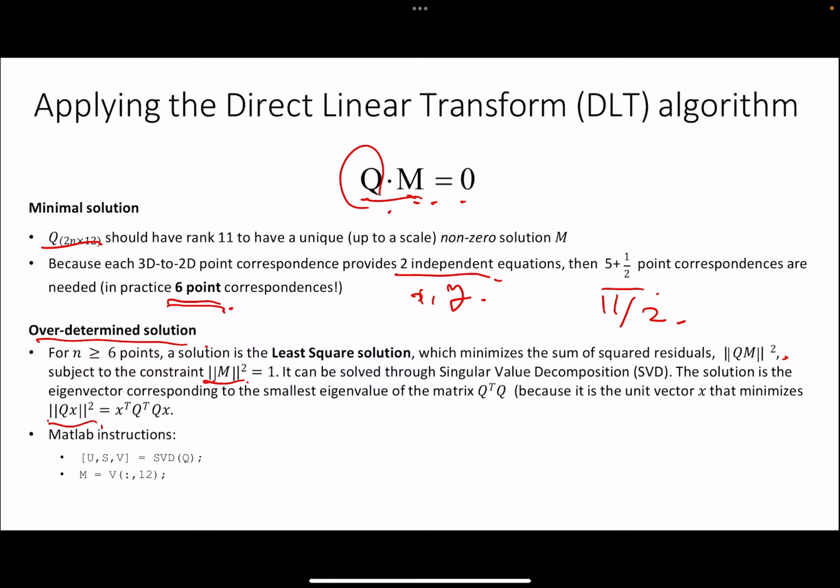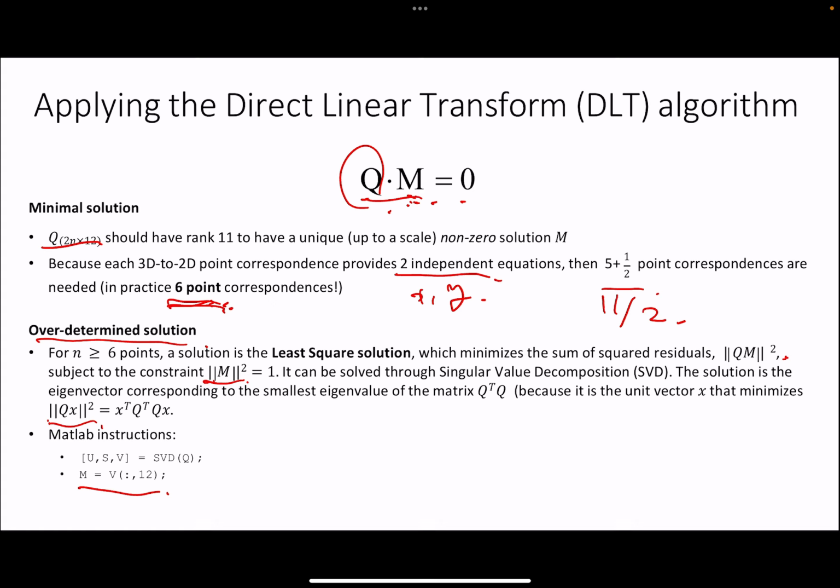The conclusion is that in theory, the minimal number of correspondences we need to know to get matrix M is 6. But in practice, there can always be noise. 2D estimated points can be noisy. Our 3D measurement could be noisy, so in practice we do not use only 6 points. We usually have more than 6. We try to use more than 6 points, and that is an over-determined solution, so we use the least squares solution, and we can use singular value decomposition to get matrix M here.